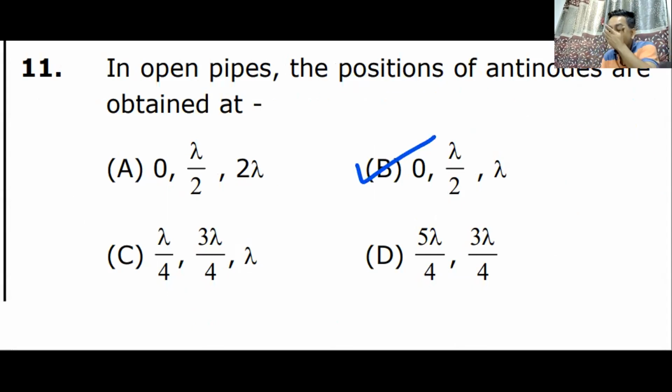B, antinodes at both ends. Then we'll have lambda by 2, because the distance between two antinodes or two nodes has to be lambda by 2. Do we understand this? Yes or no? Well done.